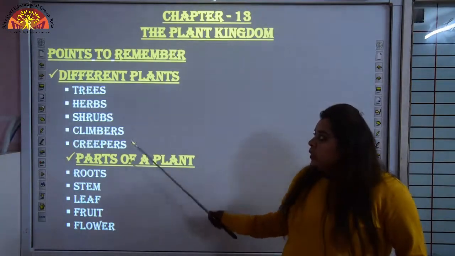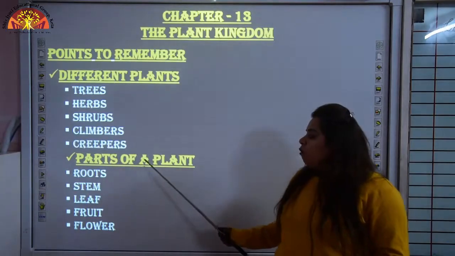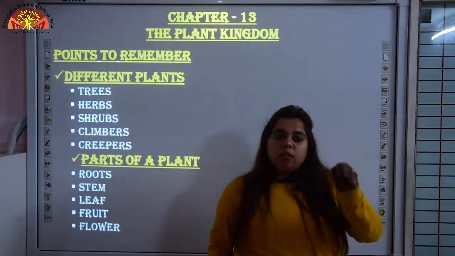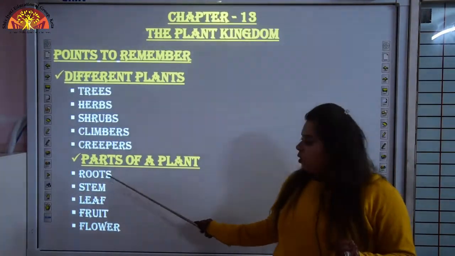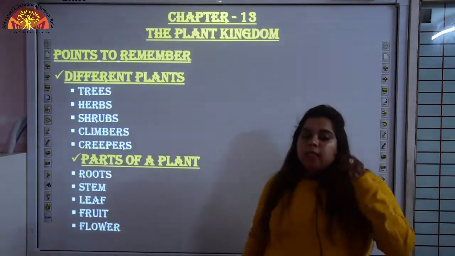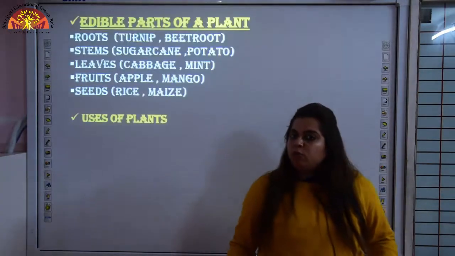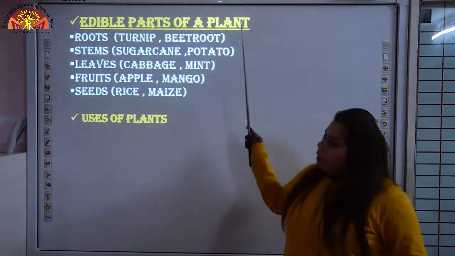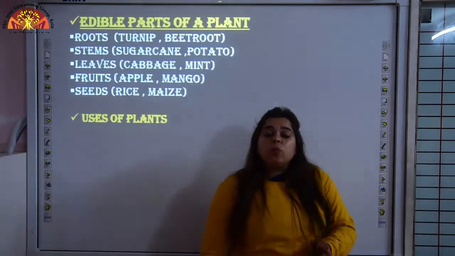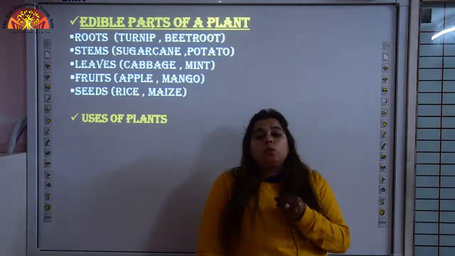Now, after different plants and their examples, next is parts of a plant. Now, children, plant has its different parts. Plants have roots, stem, leaf, fruit and flower. These are the different parts of a plant. Now, children, edible parts of a plant. Children, edible part means parts of a plant that we consume, that we eat. There are some edible parts of a plant that we eat.